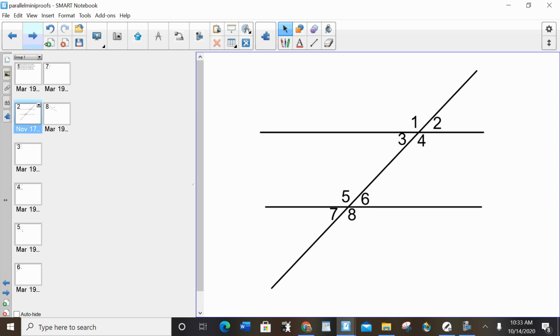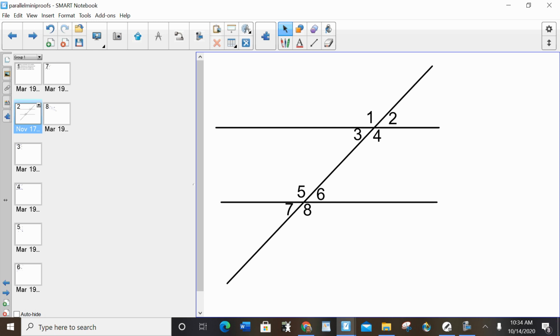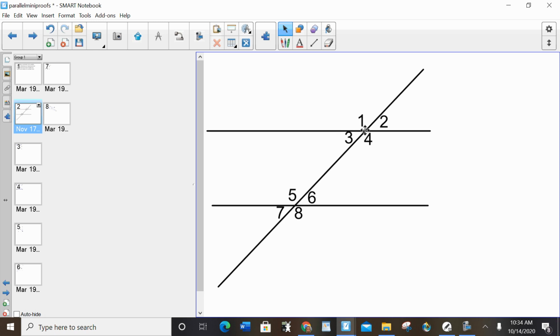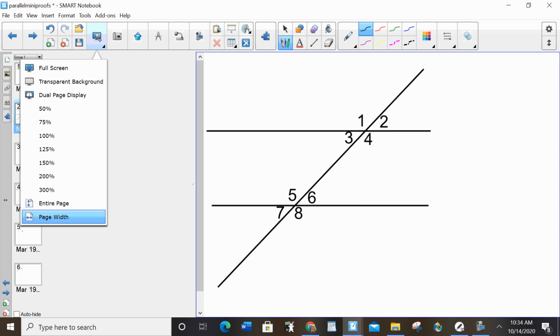All the angles that are the same are congruent. All the angles that are different are supplementary. So again, if they're both acute or both obtuse, they're the same, they're congruent. If one's acute and one's obtuse, then they're supplementary, they add to 180. Now what we're going to talk about today is some of the special names of the pairs of angles that are congruent. And we're going to start with corresponding.